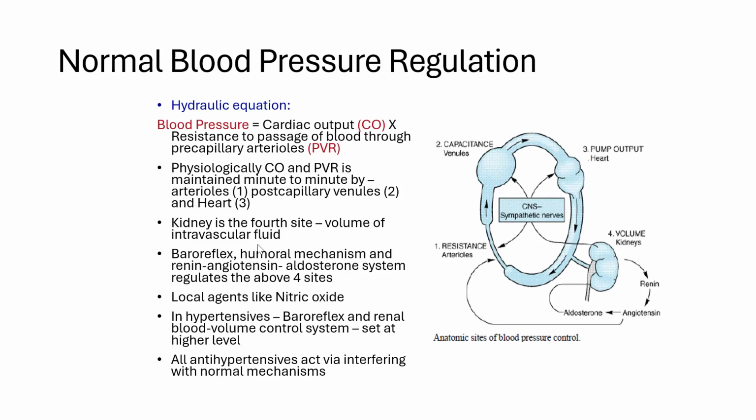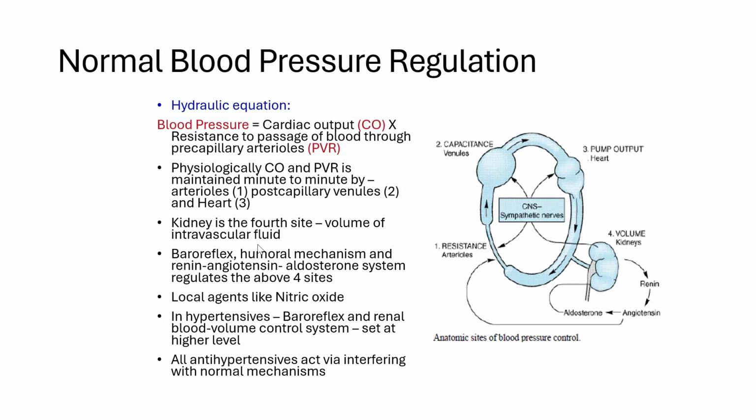The fourth site is the kidney. How does the kidney regulate blood pressure? Because the kidney regulates the volume of the blood, basically the volume of intravascular fluid. So the four sites are the arterioles, the postcapillary venules, the heart, and the kidney. These four sites are regulated by the baroreflex or baroreceptors.